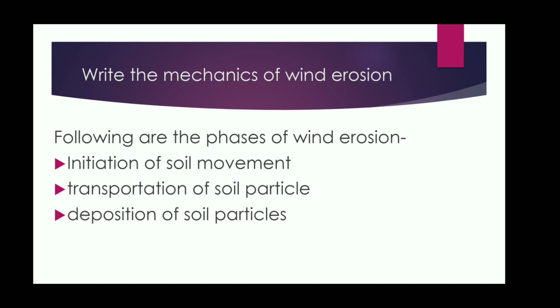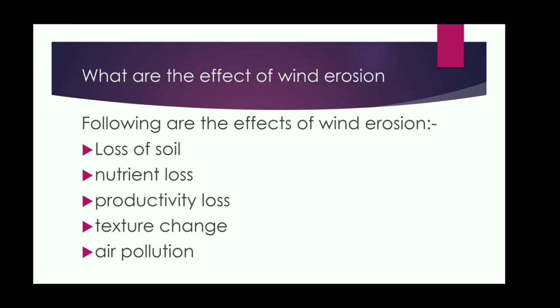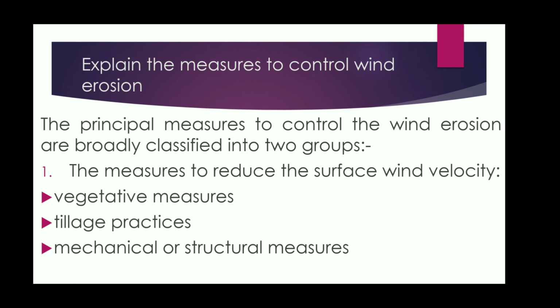Write the mechanics of wind erosion. Following are the phases of wind erosion: initiation of soil movement, transportation of soil particle, deposition of soil particles. What are effects of wind erosion? Following are the effects of wind erosion: loss of soil, nutrient loss, productivity loss, texture change, air pollution.